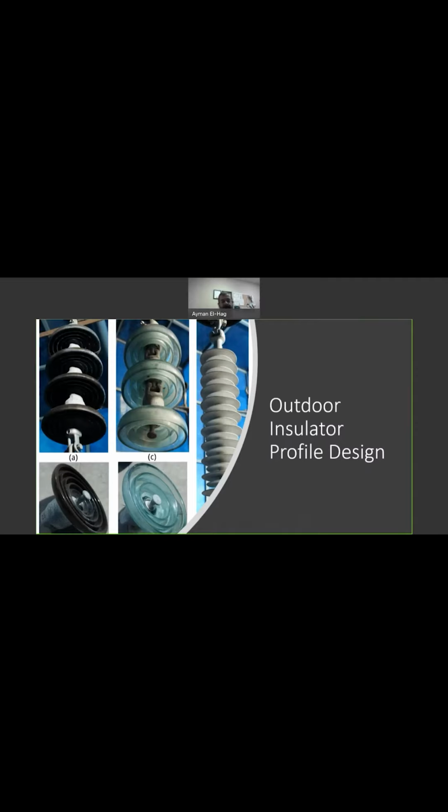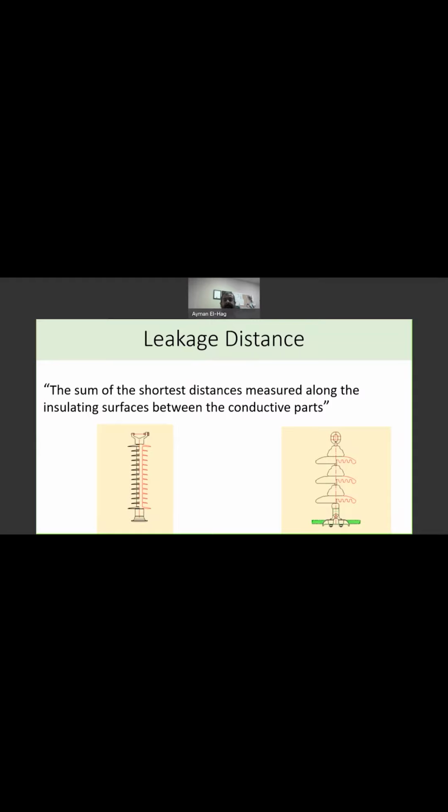Before we answer this question, we have to define an important terminology, which is the leakage distance. What is the leakage distance? This is an IEEE definition: it is the sum of the shortest distances measured along the insulating surface between the conducting parts. If you look at this insulator, this red line here is the leakage distance. When you look at the cap and pin insulators, this red distance is the leakage distance.